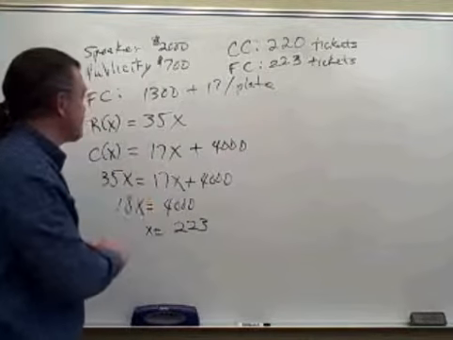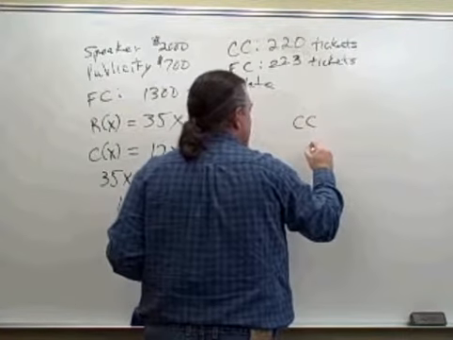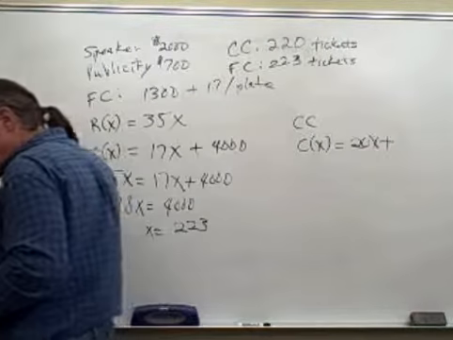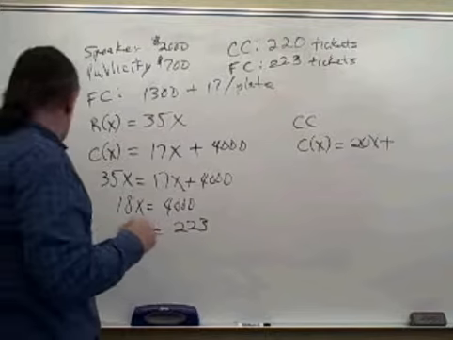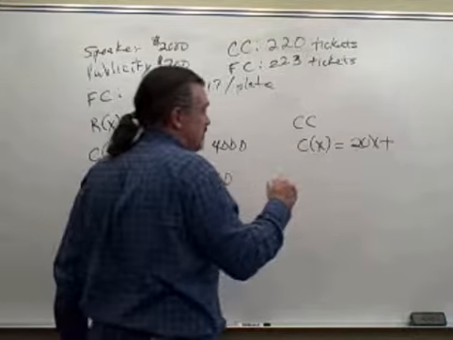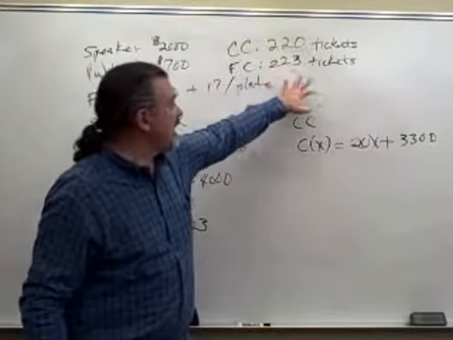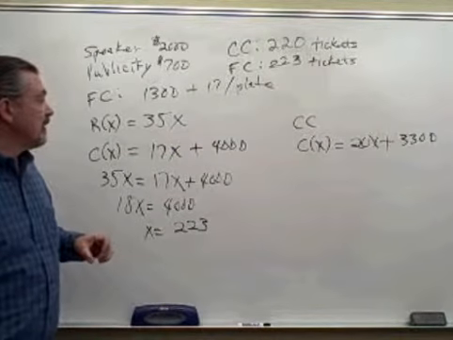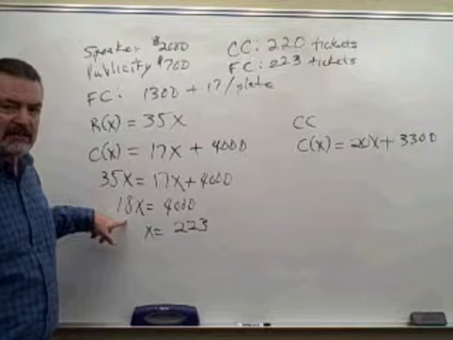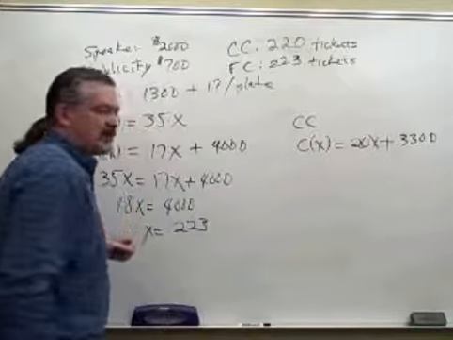With the convention center, what was our cost function there? It was 20x plus, what was it, 600 plus 700, plus 3,300, wasn't it? So once we get past the points of breaking even, then at the Farrell Center, we're actually making $18 a ticket. Whereas at the convention center, we're only making $15 a ticket.